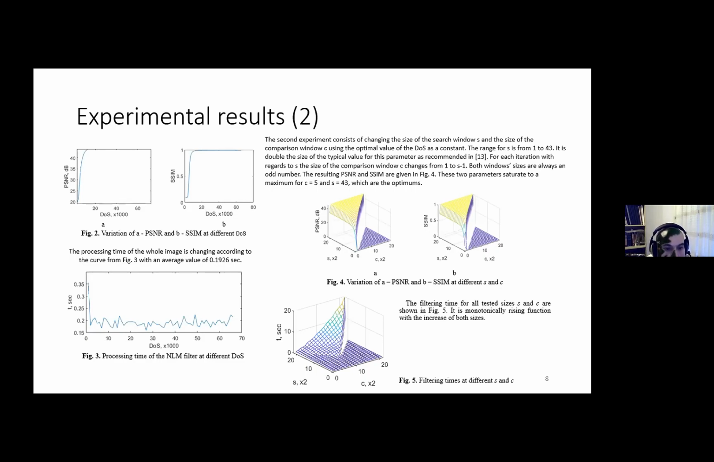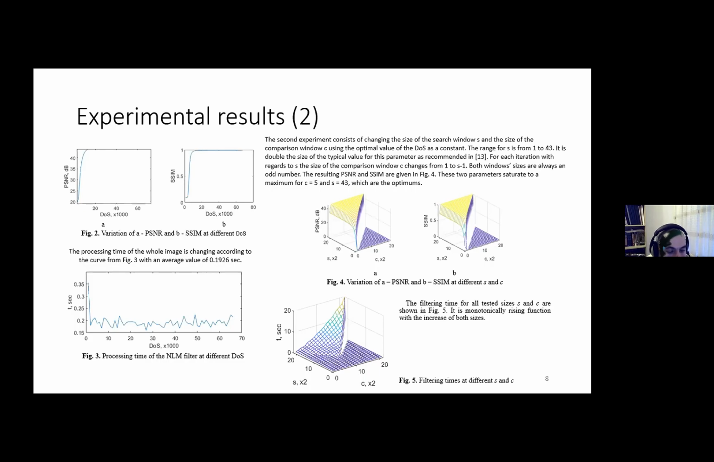At the same time, the change of the PSNR and SSIM with the change of S and C is shown on figure 4. Here we again have a saturation area, this time in 3D, since we have two independent variables. The optimal values at which we get the maximum PSNR and maximum SSIM are 5 for C and 43 for S. Of course, with the increase of the comparison and search window, the processing time increases. This is shown on figure 5, where we can see an almost linear rise in that time.